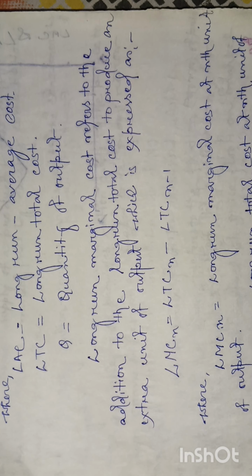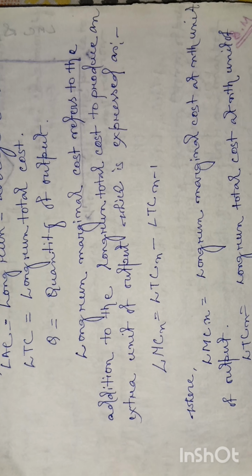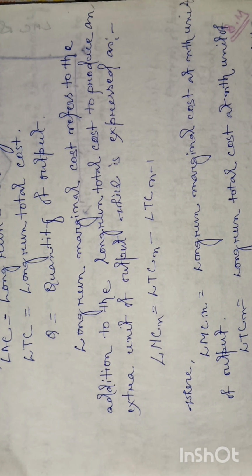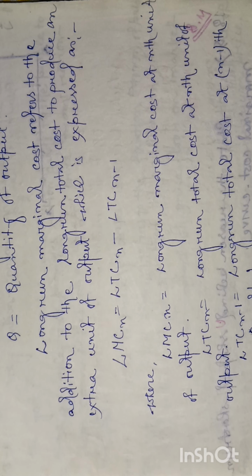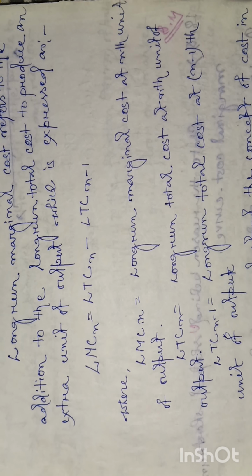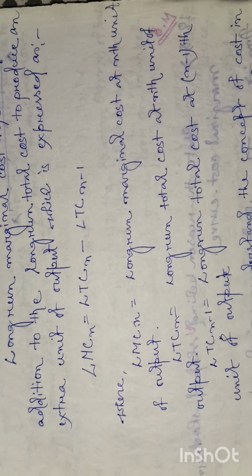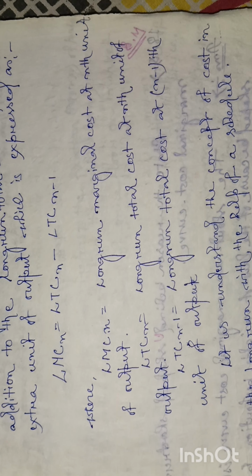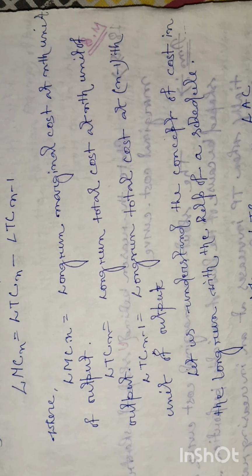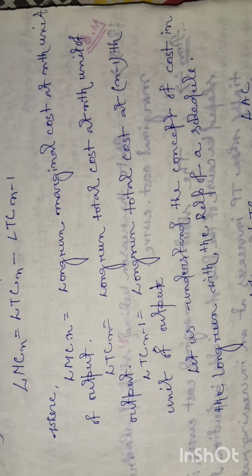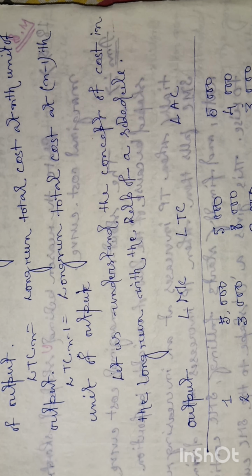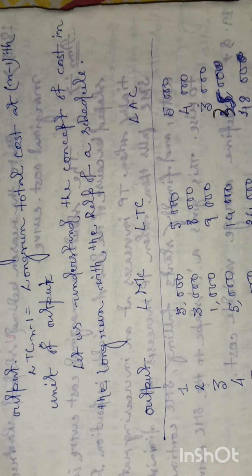Long run marginal cost refers to the addition to the long run total cost to produce an extra unit of output, which is expressed as LMCn equal to LTCn minus LTCn minus 1, where LMCn equal to long run marginal cost at nth unit of output, LTCn equal to long run total cost at nth unit of output, LTCn minus 1 long run total cost at (n minus 1) units of output. Let us understand the concept of cost in the long run with the help of a schedule.